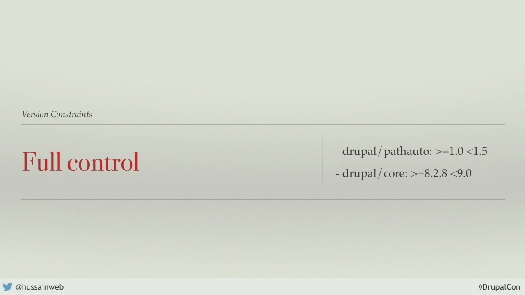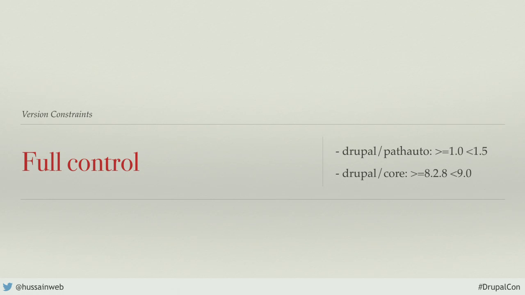But you can actually get even more control. You can exactly specify the versions you want, or a range, like you can say greater than or equal to 1.0, but less than 1.5, or something like that. By the way, the second example is identical to the previous slide.